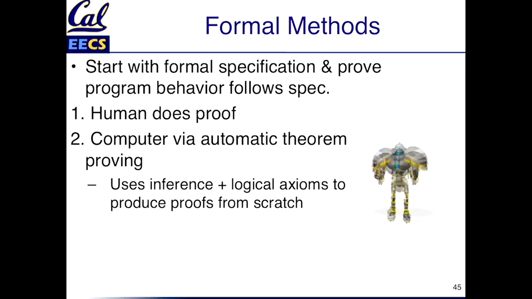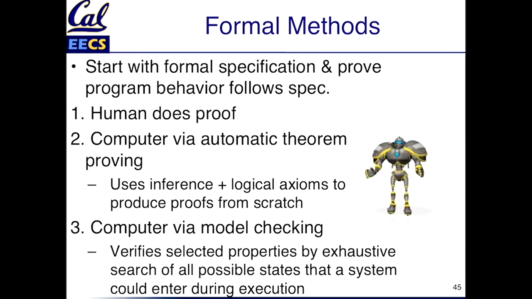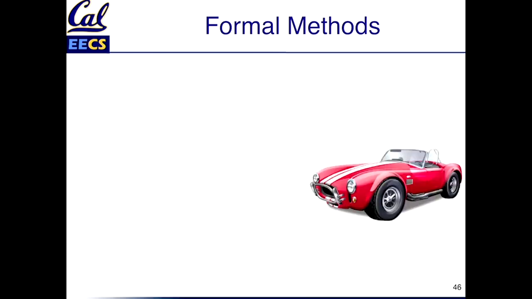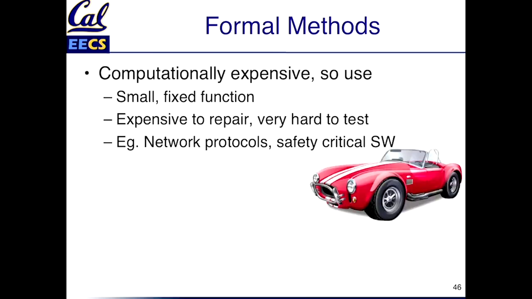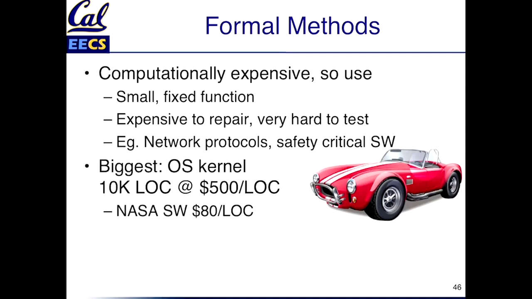So a human might be able to do these proofs, but more commonly computers do them using theorem proving. You can also do model checking, which is a combination of symbolic execution and checking what sequence of states might be reachable depending on input values and control paths. But these are pretty computationally expensive, so they tend to be used on smaller systems, on systems that are expensive to repair because, for example, they might be out in space or they're difficult to test. Safety critical software systems are usually a good candidate for these.